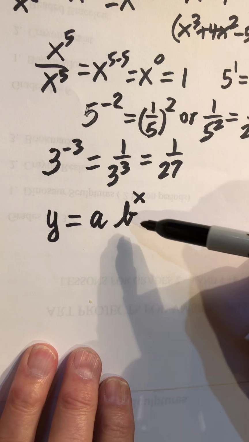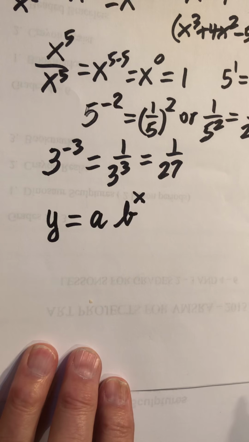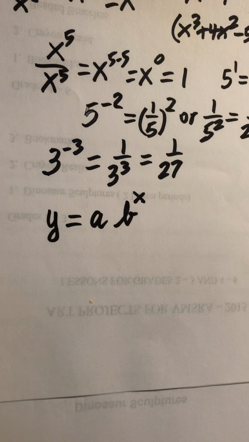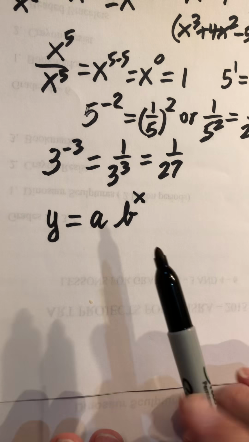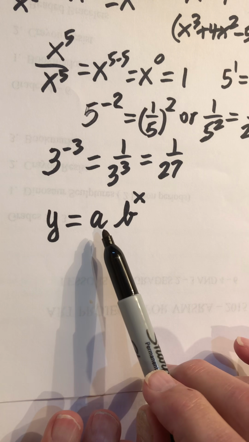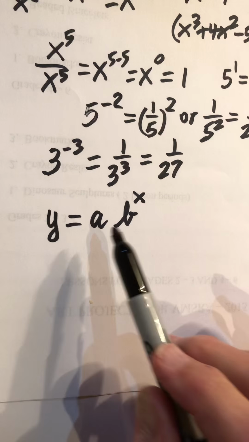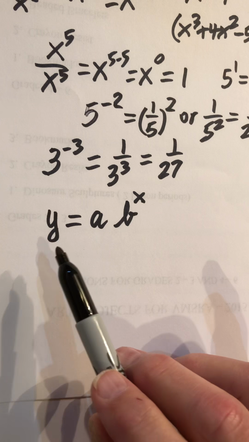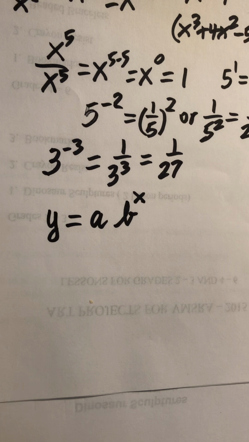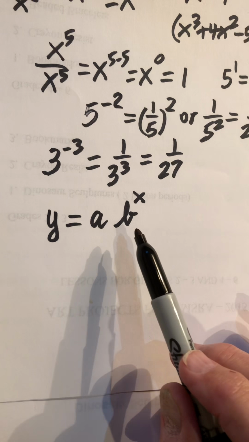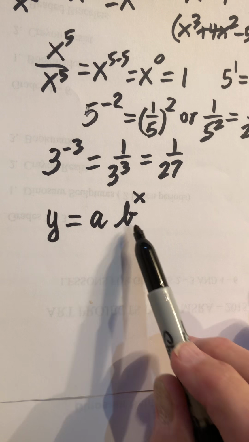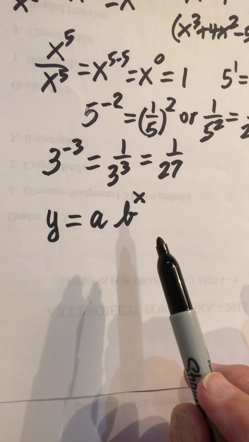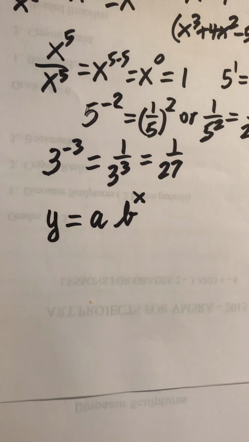And you can have anything here. I say you can have anything, but a can never be 0, because then that would just be 0 times something and you'd have y equals 0. That would be a constant function. And b has to be positive, okay? B has to be positive.